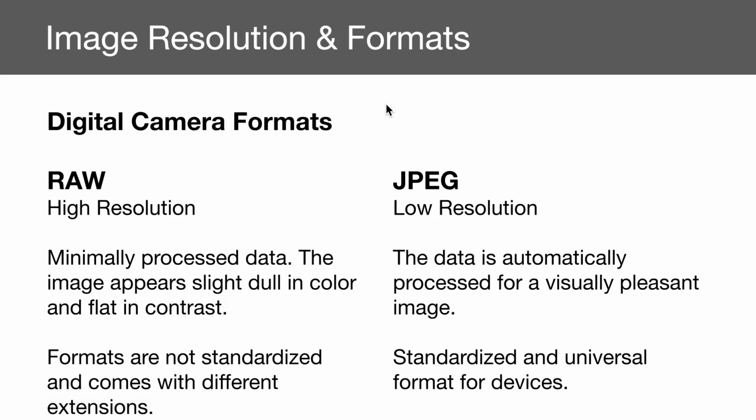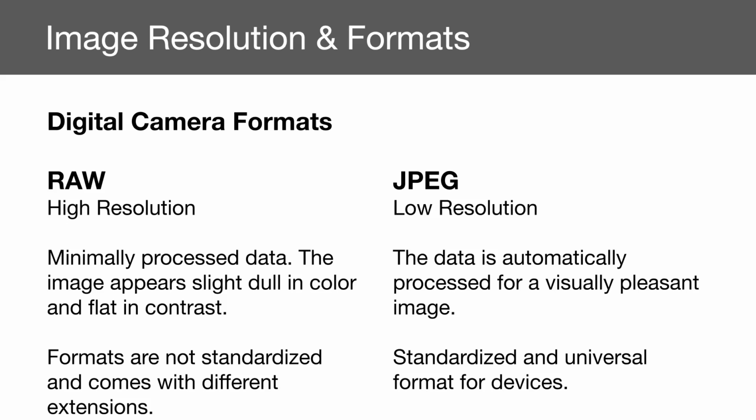So within a digital camera, there's a couple different formats that you get. If your camera is capable of shooting RAW, that is considered a high resolution file. RAW images are not processed by the computer. It could appear slightly dull and flat in contrast. And then the formats are not standardized between camera manufacturers.